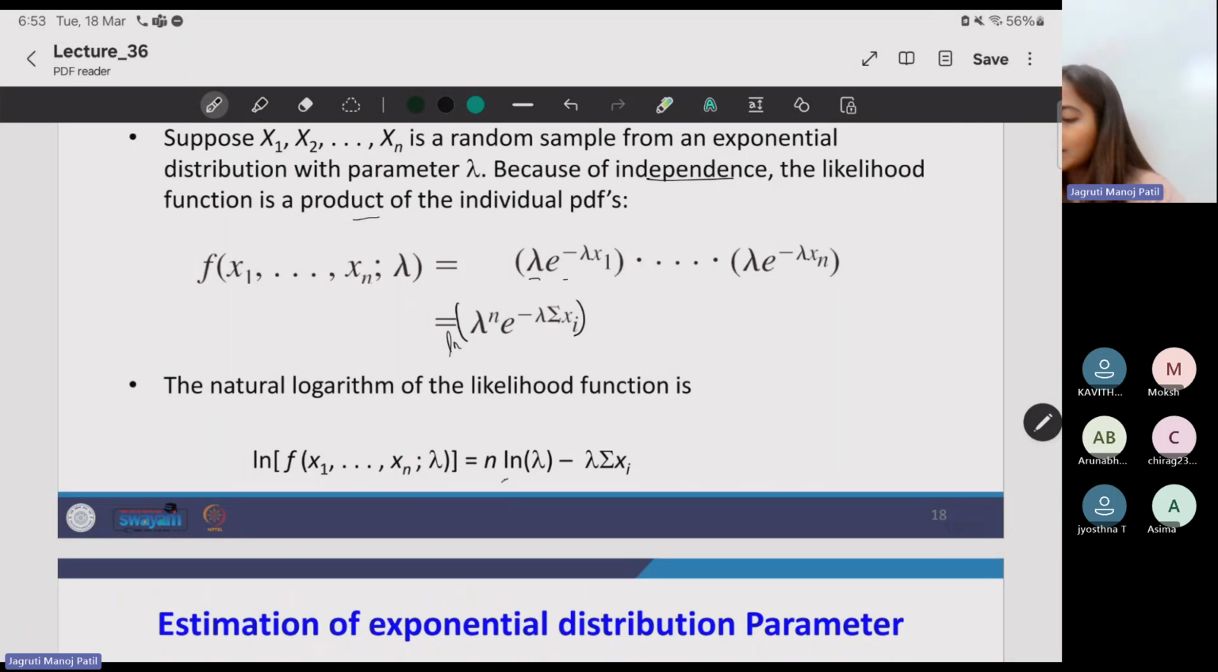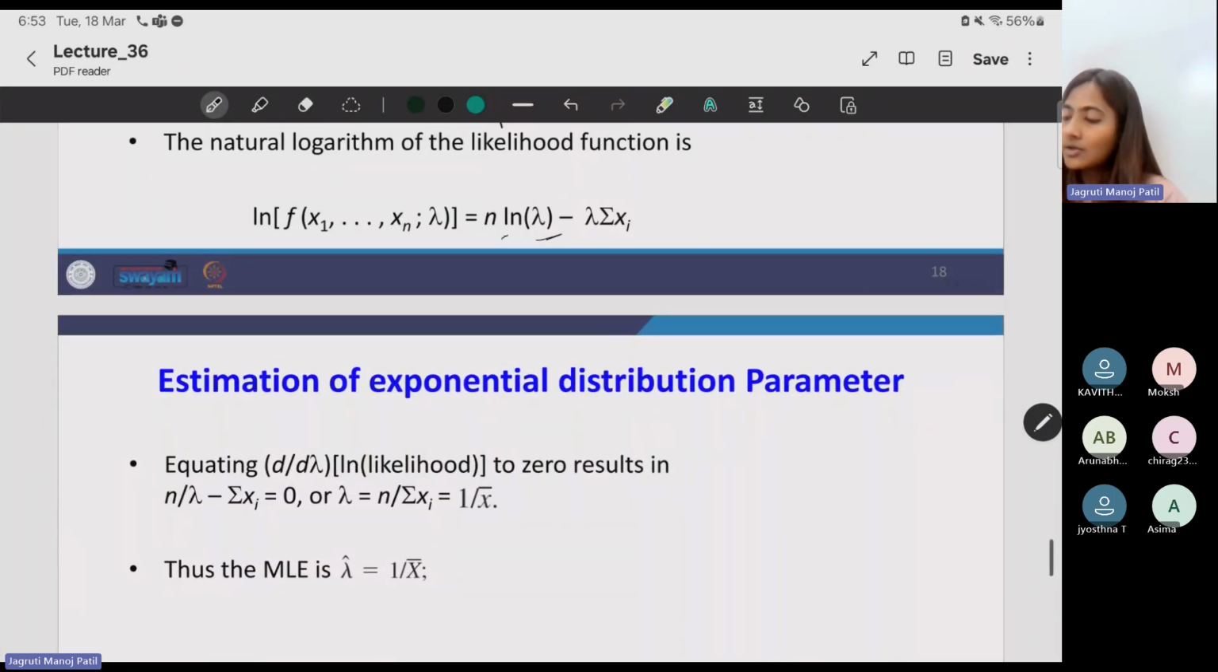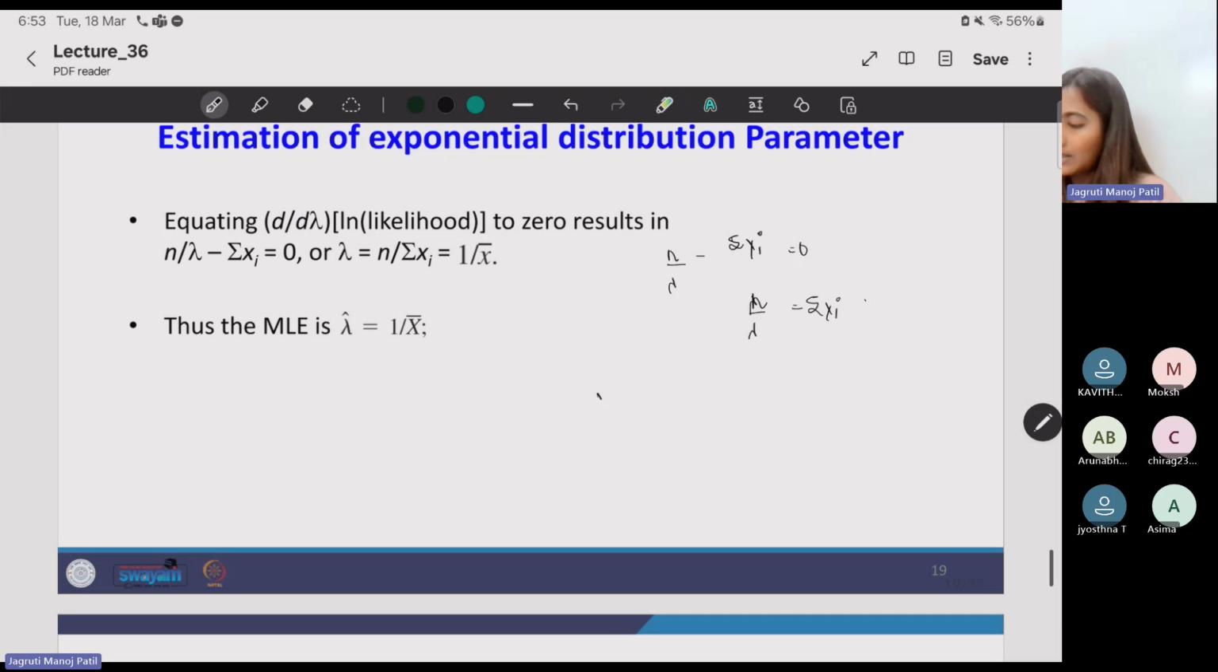So you take a plus b, where this is a and this is b, and that would be ln lambda, and then this would be minus lambda xi. Okay, it would be something like this. Now you differentiate this term. When differentiating, you get n by lambda minus the summation of xi. Now you equate it to 0, you get n by lambda is equal to summation of xi, and lambda is equal to n by summation xi.